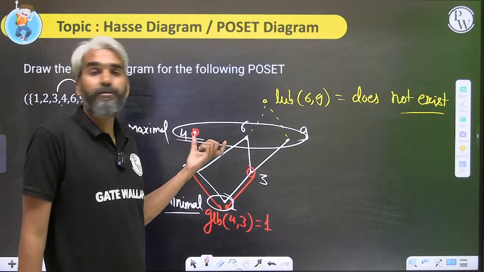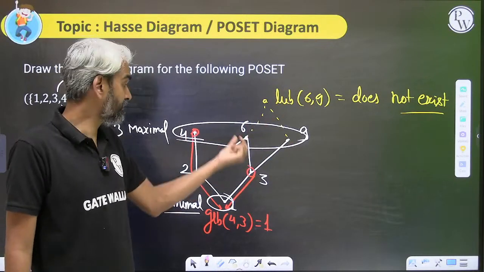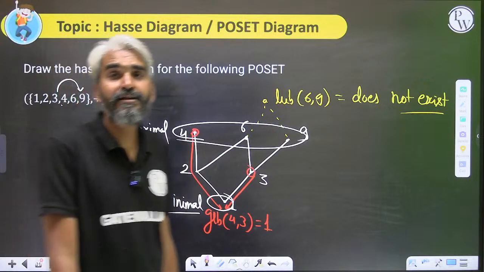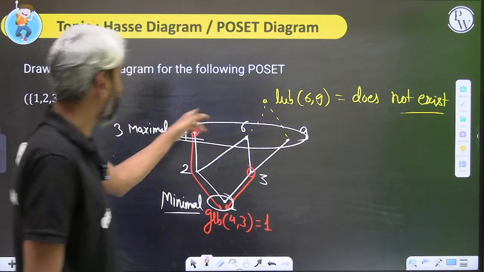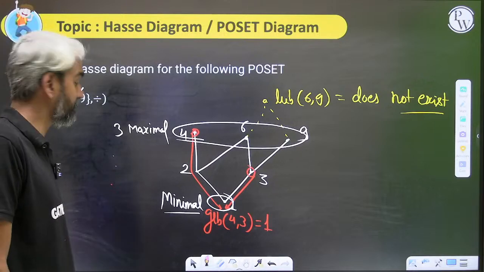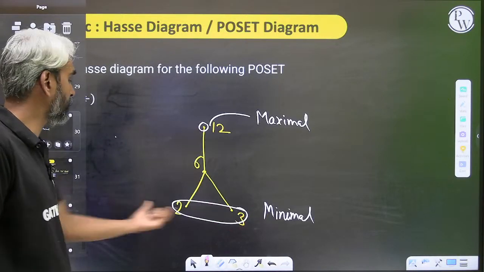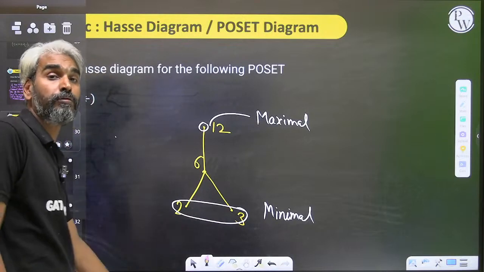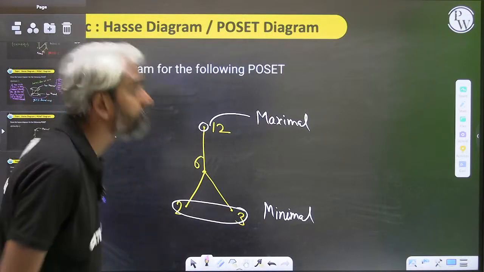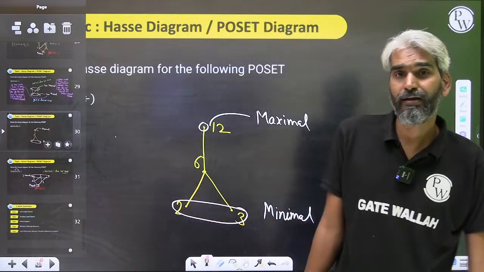So the least upper bound of 4 and 6 does not exist. The least upper bound of 4 and 9 does not exist. The least upper bound of 6 and 9 does not exist. Clear? So if you take any pair of two distinct maximals, the least upper bound will not exist. If you take any pair of two distinct minimals, the greatest lower bound will not exist. Please, I have explained the definition of maximal and minimal element.